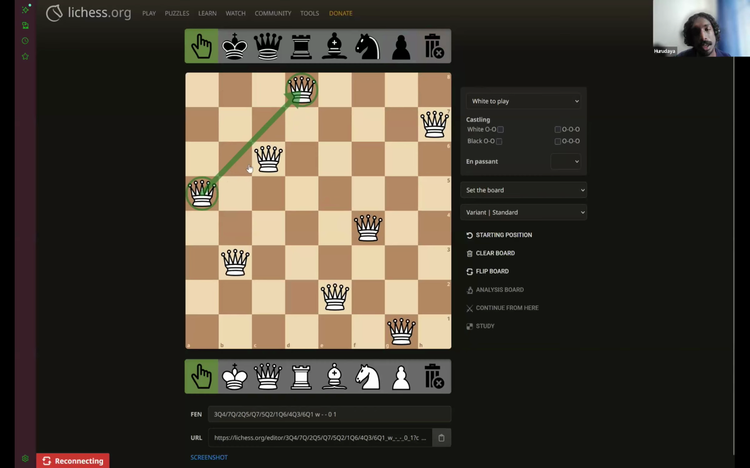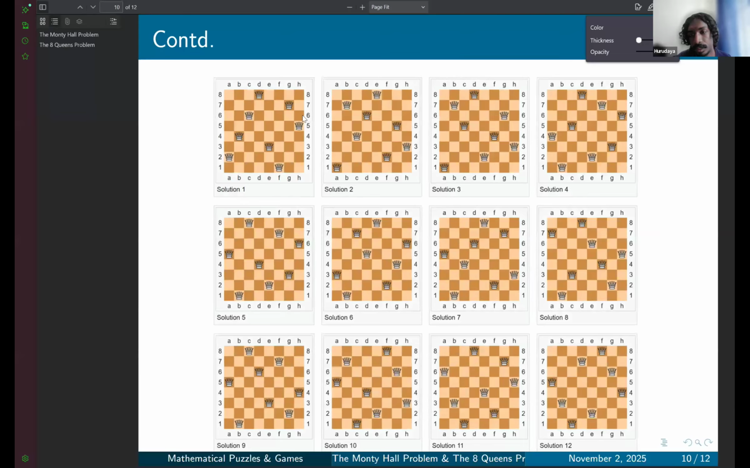So what was I saying? From each solution you'll get 8 more. Is that okay for everyone? Now we had 92 solutions total, right? But 92 is not divisible by 8. 92 by 8 is 11 and a half. So I'm going to show you 12 different solutions now. These are the 12 solutions I have.